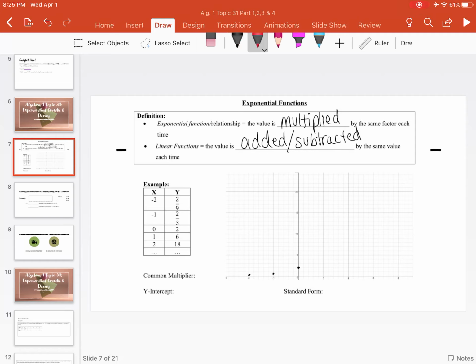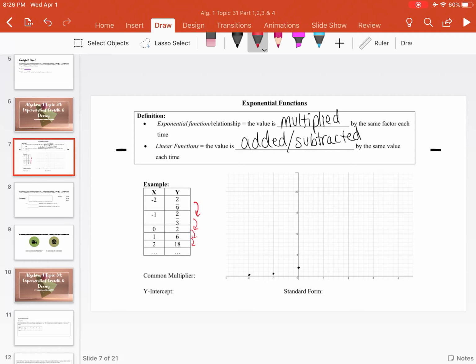Now looking at our table here, this is an example of an exponential function. And because the value is multiplied by the same number each time, so it has to be constant, we're going to figure out what is that number in this case. So what do we multiply 2/9 by to get to 2/3? 2/3 to get to 2, 2 to get to 6, and 6 to get to 18.